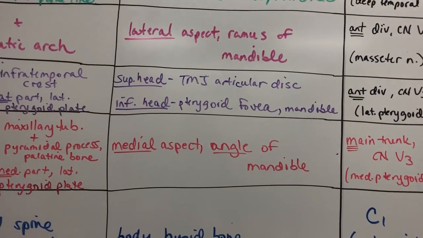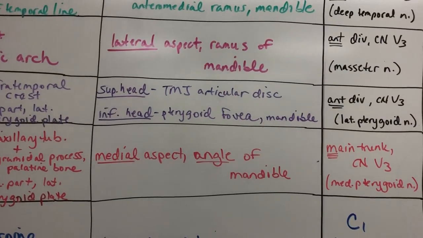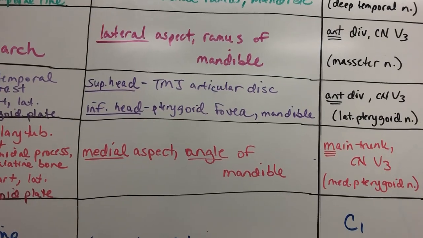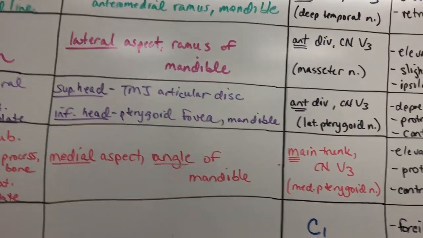This is the reverse of the masseter. Masseter's on the lateral aspect, medial pterygoid's on the medial aspect. But the medial pterygoid's more towards the angle, and masseter's the expansiveness of the ramus.